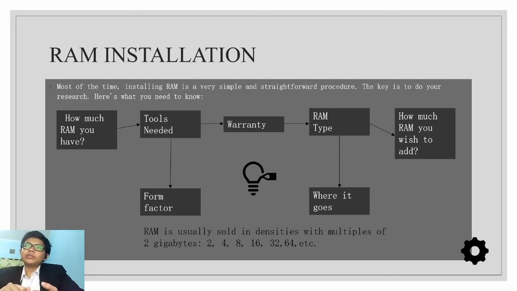The next one is RAM installation. Most of the time, installing RAM is a very simple and straightforward procedure. The key is to do your research, and here's what you need to know. First, how much RAM you have, and then how much RAM you wish to add, and then the form factor, and then the RAM type, the tools that you need, warranty, and where it goes. RAM is usually sold in densities with multiples of 2 GB, for example 2, 4, 8, 16, 32, 64, etc.